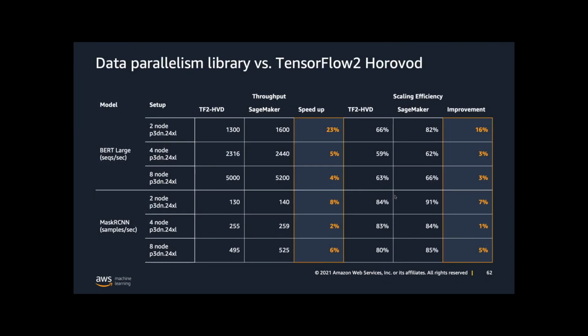And here is, just for your reference, a benchmark comparing this process for object detection with deep learning, using a region-based convolutional neural network, using different sets of machines. You can see the performance comparing SageMaker versus TensorFlow with Horovod, just so you know.